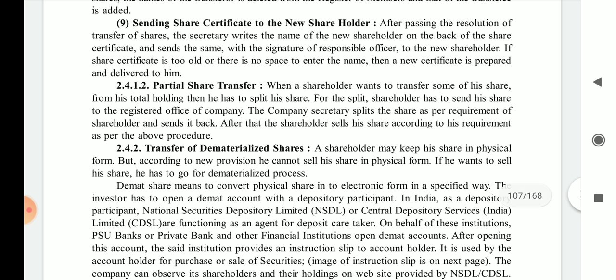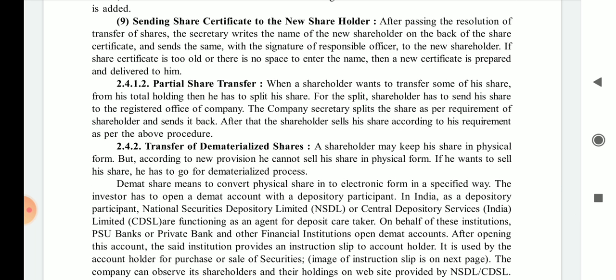Now next one is the partial share transfer. When a shareholder wants to transfer some of his shares from his total holding, then he has to split his shares. If any person wants to transfer half or as per his requirement, at that time he can split the shares held by him or her. For the split, the shareholder has to send his shares to the registered office of the company. It can be processed by the company secretary, who follows the requirement and splits the shares.